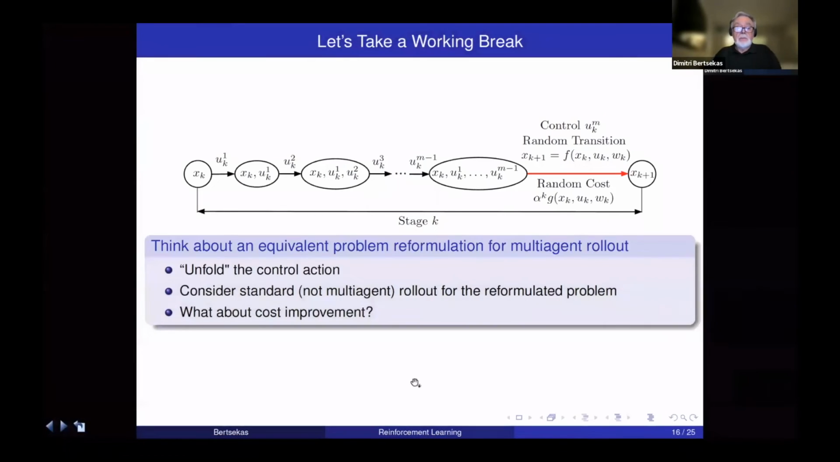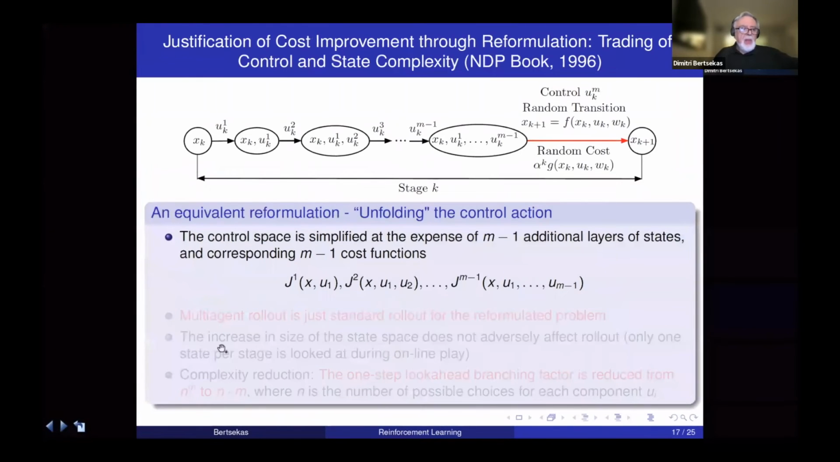Let's get started. Any comments about this formulation? Why is it equivalent? And how does it connect standard rollout with multi-agent rollout?